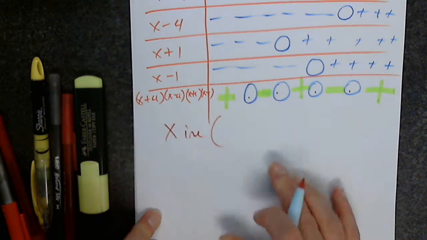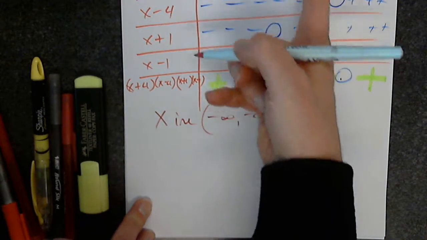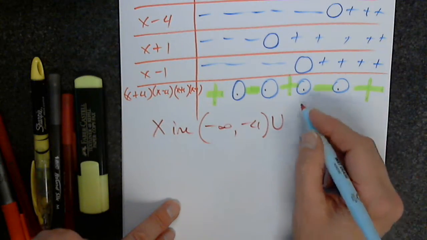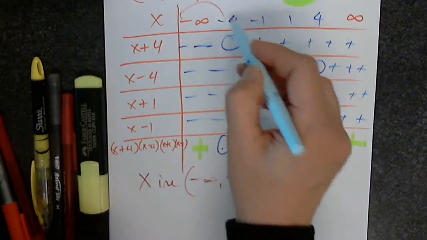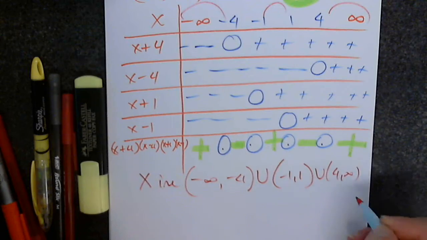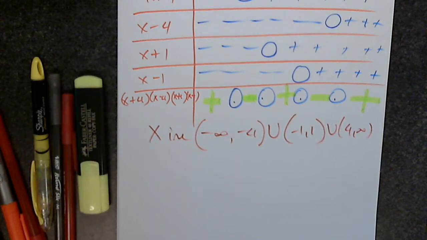X in the interval. Yes, with the parenthesis, there is no equal symbol in the inequality. Union. Indeed. So this, and this. And then union 4 to infinity. Any questions on this problem?